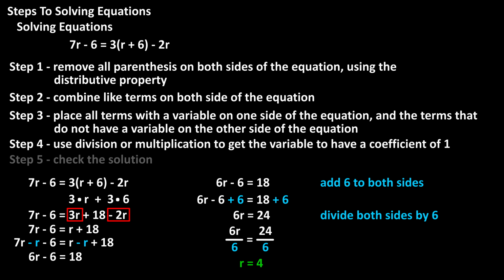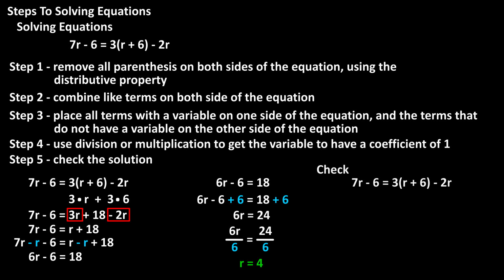The last step, step 5, is to check the solution. In order to do this, we plug the solution for the variable into the original equation. In our example of 7r minus 6 equals 3 times the quantity r plus 6 minus 2r, we will plug in the solution of 4 for any r's in the equation. So we have 7r, which is 7 times 4, minus 6 equals 3 times the quantity r plus 6. So we'll plug in 4 for the r in the parentheses, and the last part of the equation is 2r, which is 2 times 4.